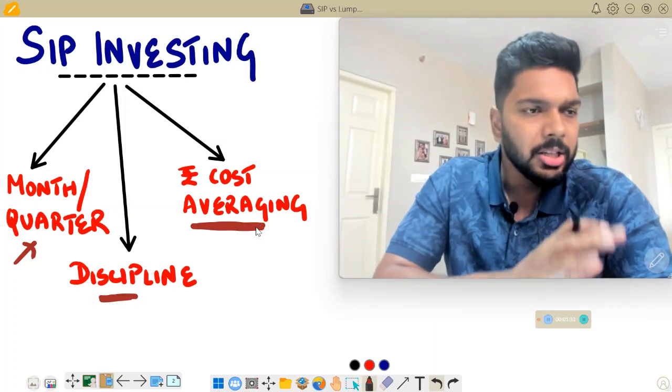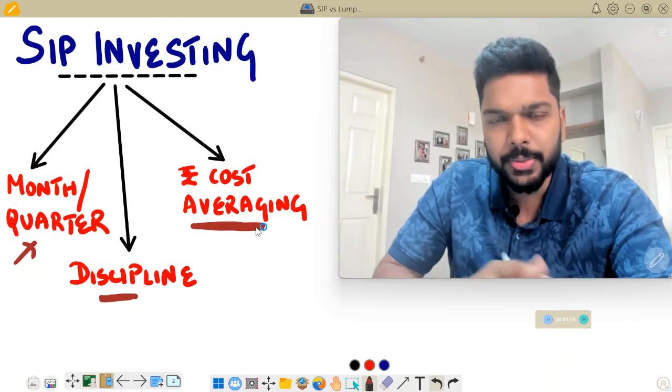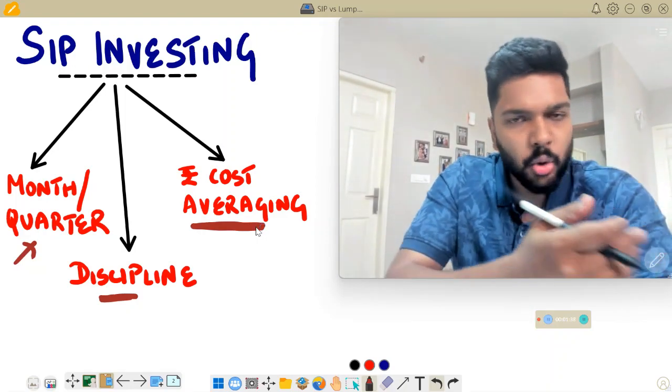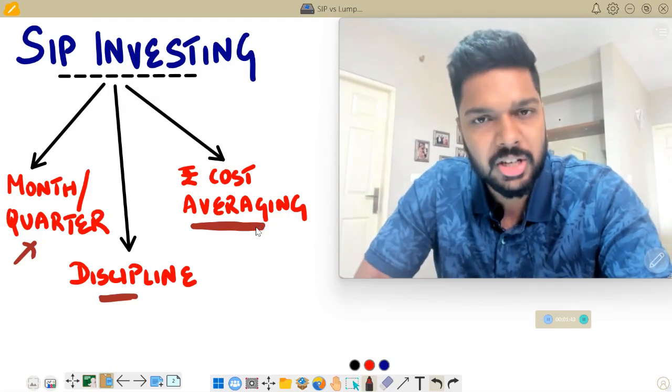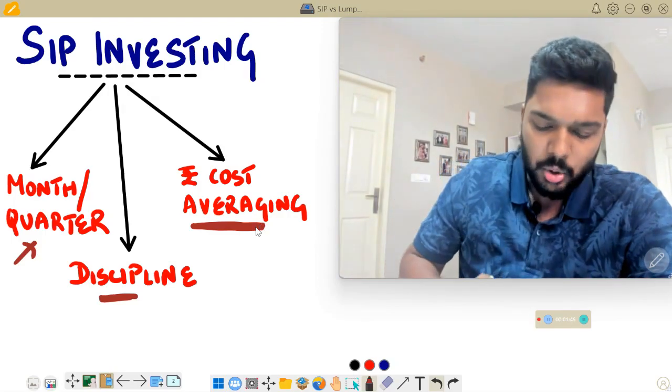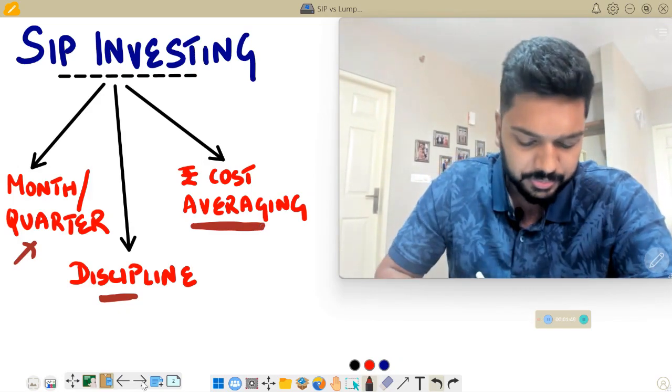Because you're investing a certain amount of money, irrespective of the condition of the stock market every month, every quarter, your loss when the market is going down is averaged out. Your return when the market is going up is also averaged out in the long run. To understand this feature of rupee cost averaging, let's take the case of an example.